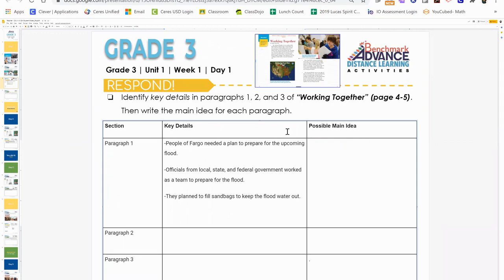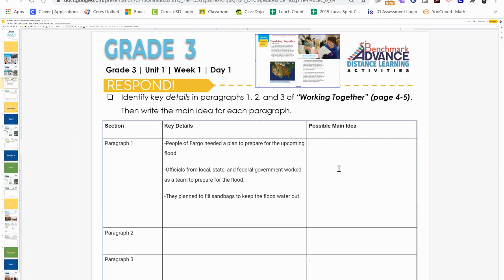So now the next step is to write the main idea for each paragraph. So I already found the key details for paragraph 1. Now I'm going to combine all of these key details to come up with a possible main idea. And I know that a main idea is what this was mostly about. I already found the most important things that happen in paragraph 1. Now I just need to come up with a sentence that puts all of this together. So let me reread it. People of Fargo needed a plan to prepare for the upcoming flood. Officials from local, state, and federal government worked as a team to prepare for the flood. They planned to fill sandbags to keep the flood water out.